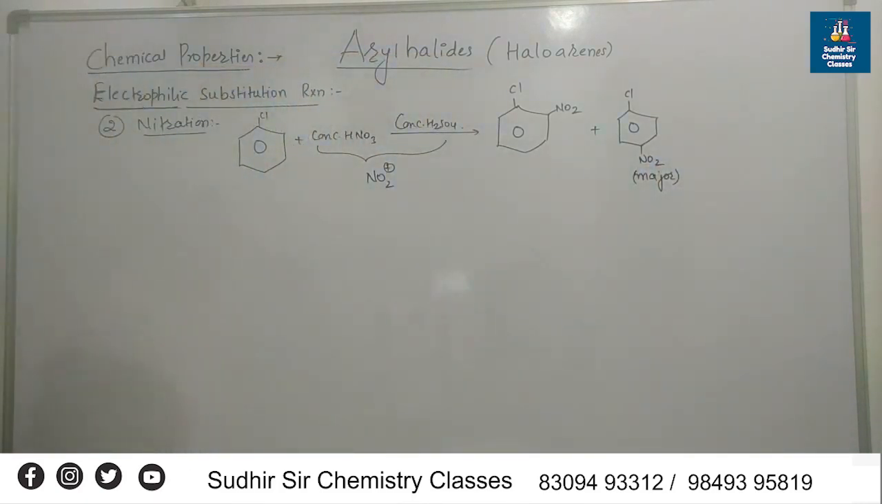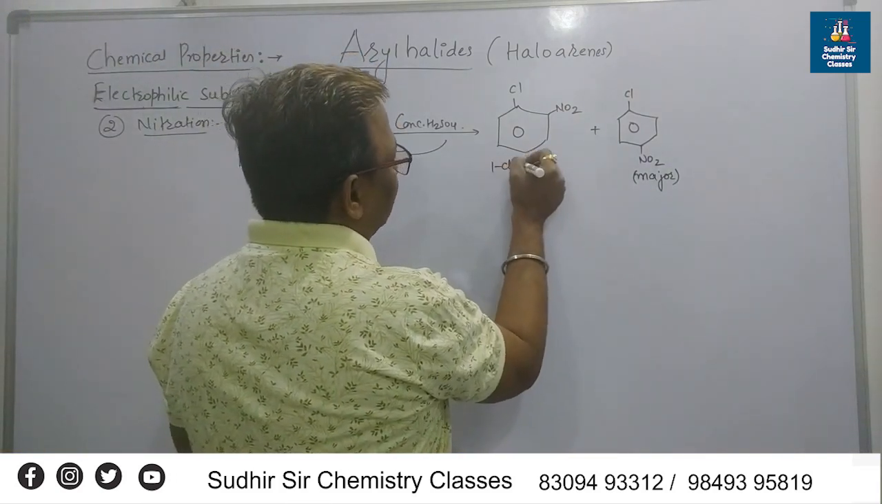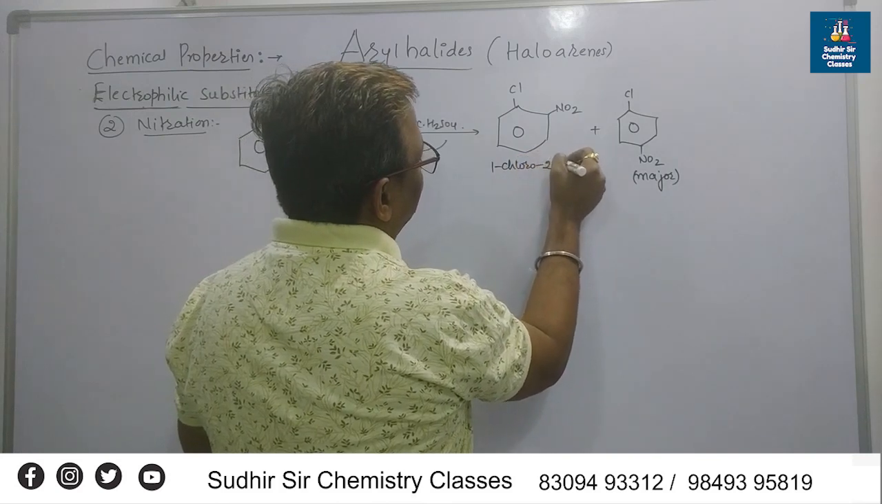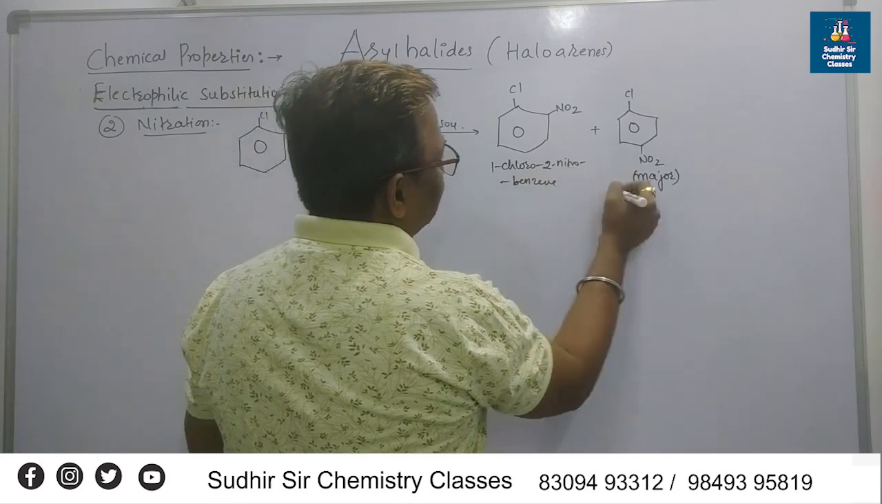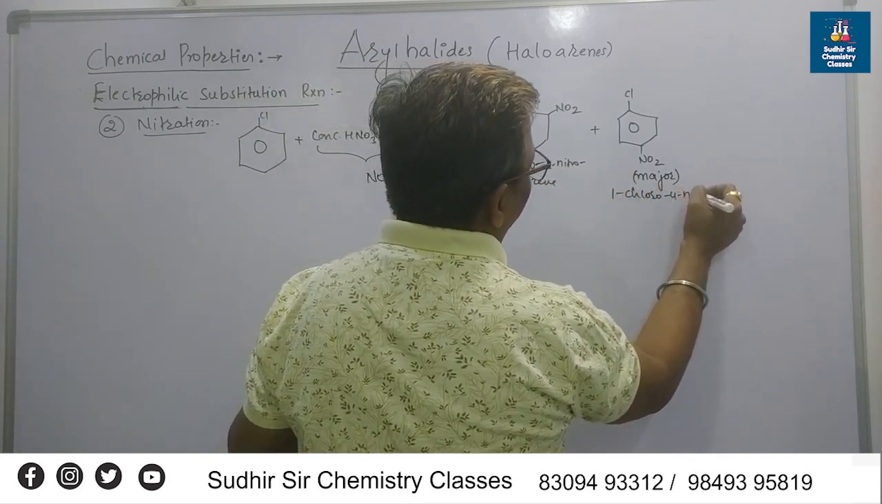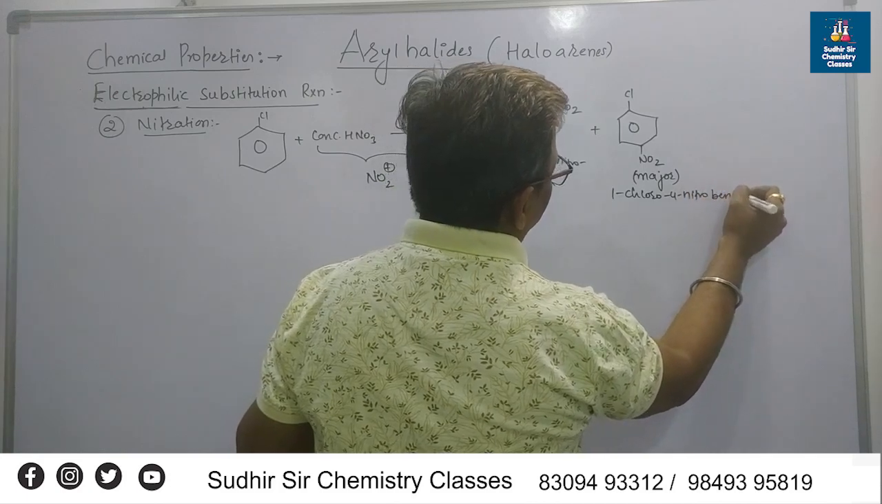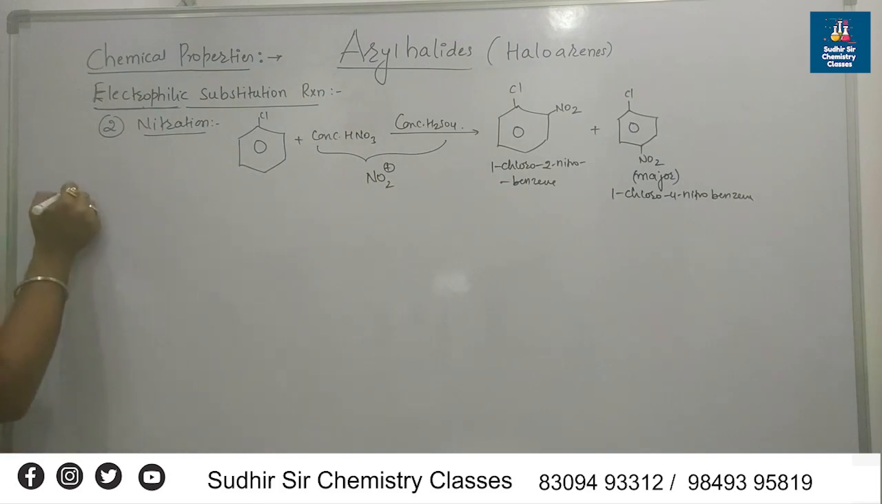Can we say what is the name of the compound, beta? 1-chloro 4-nitro and 1-chloro 2-nitro. This is called 1-chloro 2-nitrobenzene, and this is called 1-chloro 4-nitrobenzene. That is nitration.